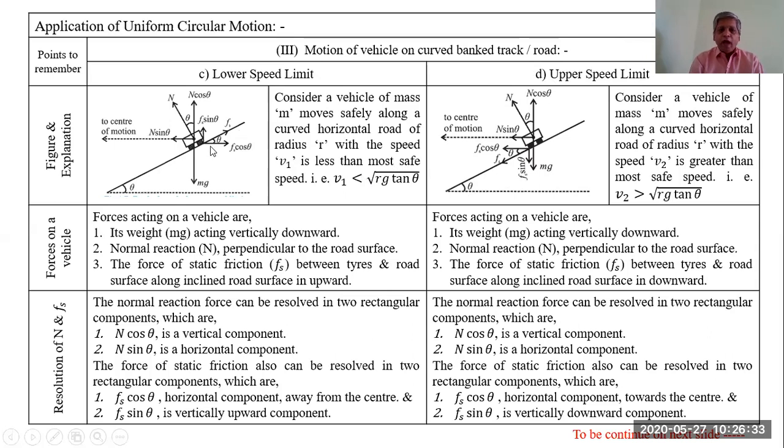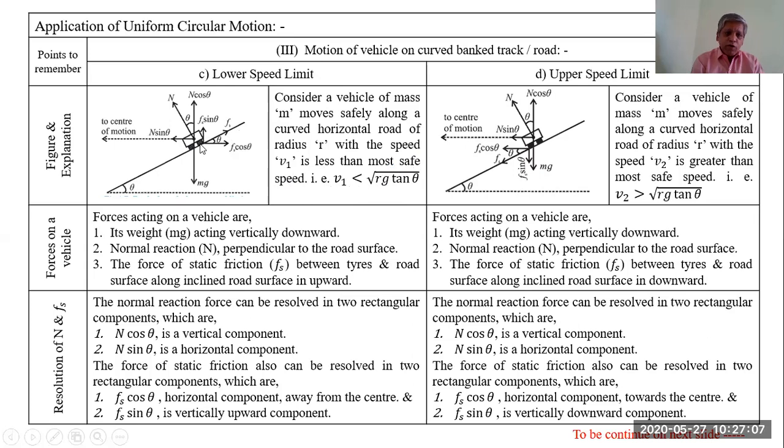If this vehicle having mass m moves safely along the curved road of radius r with the speed v1 which is less than the most safe speed, at that time the vehicle slips down. The vehicle slides down on this inclined road surface.